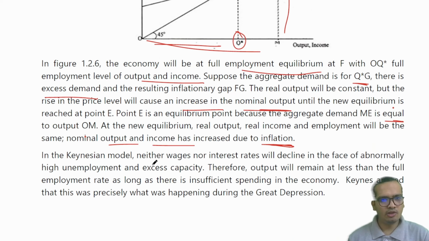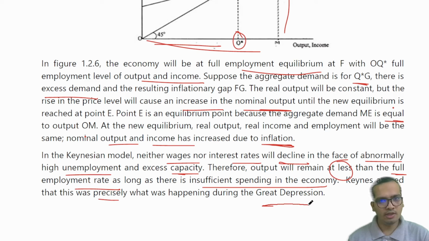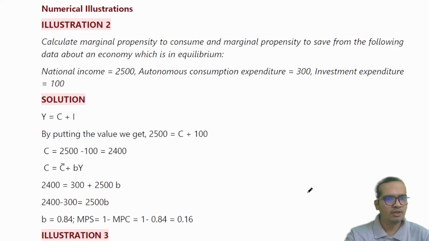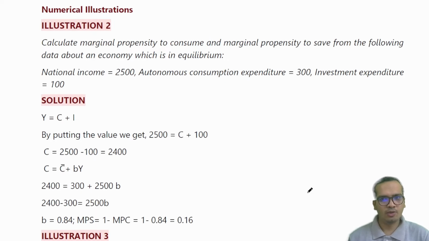In the Keynesian model, neither wages nor interest rate will decline in the face of abnormally high unemployment or excess capacity. Therefore, output will remain at less than the full employment rate as long as there is insufficient spending in the economy. Keynes argued that it is precisely what was happening during the Great Depression. So this is the ideal case of the Great Depression. Then we have a short numerical on it.